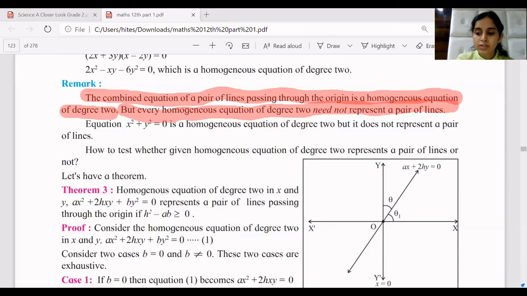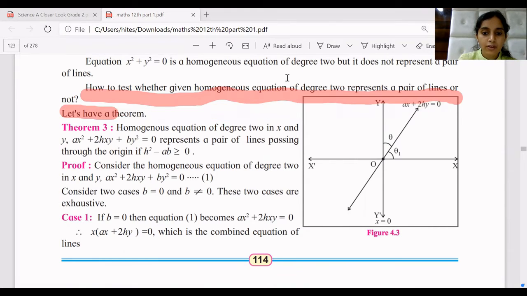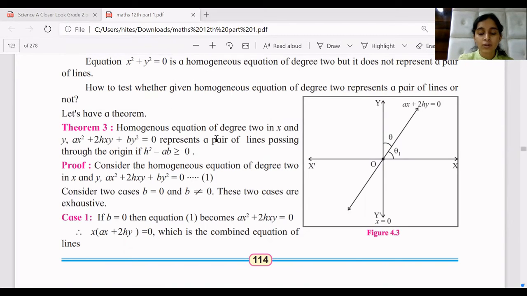A homogeneous equation of degree 2 in x and y is given by ax² + 2hxy + by² = 0. Now it says that this homogeneous equation represents a pair of lines passing through the origin if, okay, now the reverse part of it. What we were saying: any pair of lines, or the combined equation of a pair of lines passing through the origin, is a homogeneous equation of degree 2 in x and y.